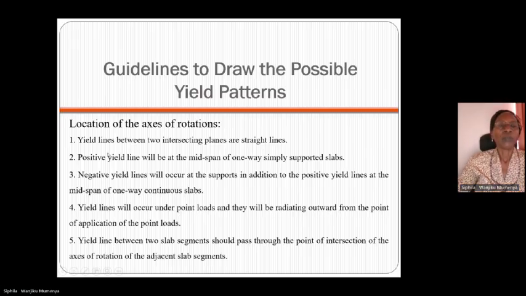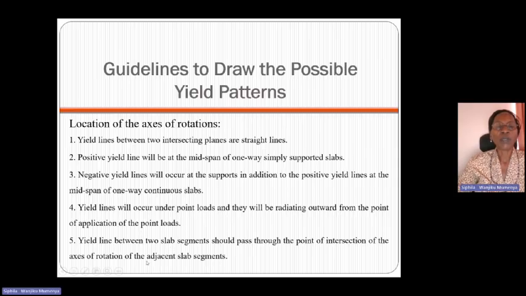Number 1, the yield lines between two intersecting planes are straight lines. Number 2, positive yield lines will be at the midspan of one-way simply supported slab. Number 3, negative yield lines will occur at the supports in addition to the positive yield lines at the midspan of one-way continuous slabs. Number 4, yield lines will occur at a point load and they will be radiating outward from the point of application of the point loads.